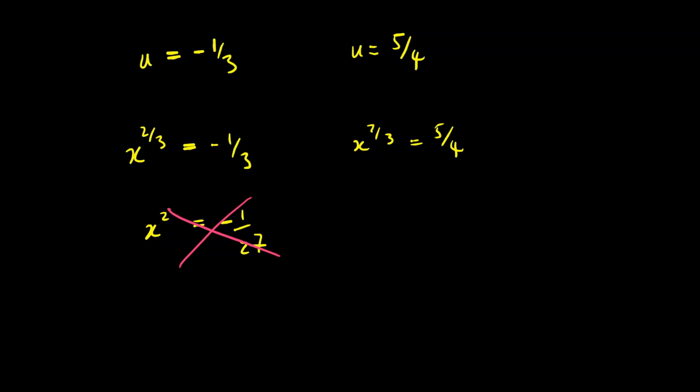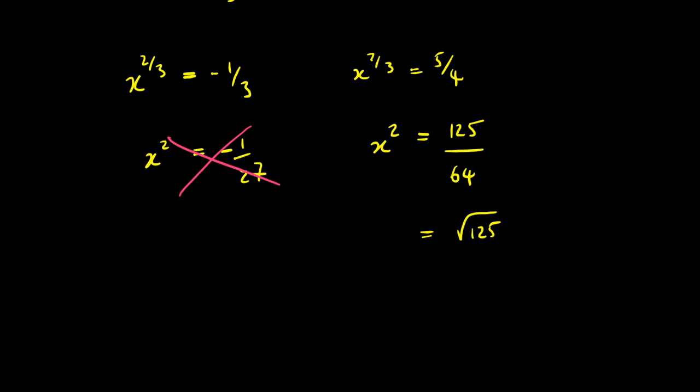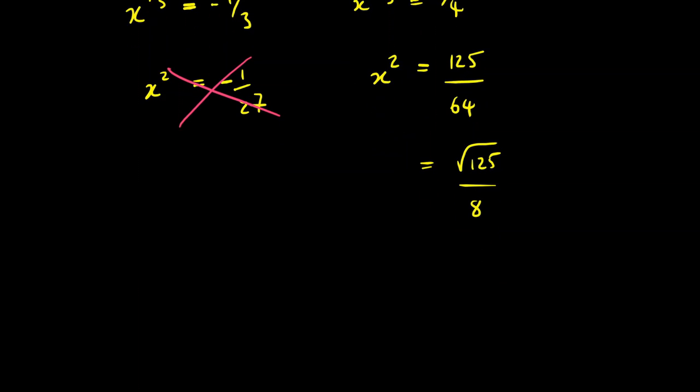This side, if I was to cube both sides, I would get x squared is equal to 5 upon 4 cubed, which is 125 upon 64. Then if I square root both sides, I've got the square root of 125 over the square root of 64. The square root of 64 is 8, and 125 is 25 times 5. So this is going to be 5 root 5 upon 8.